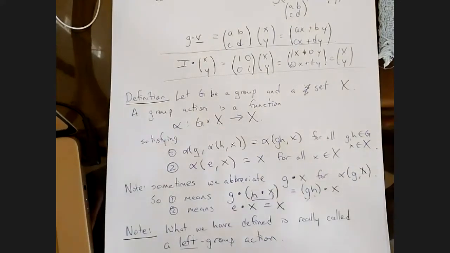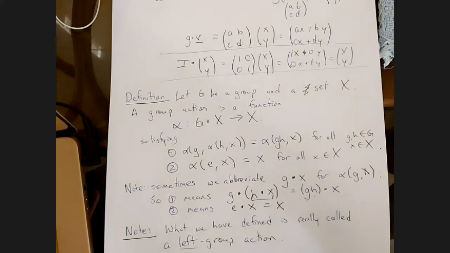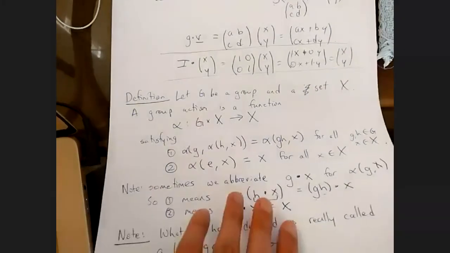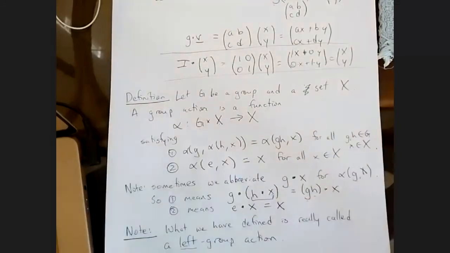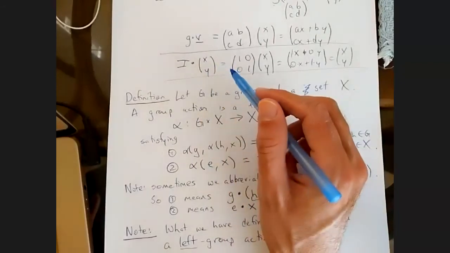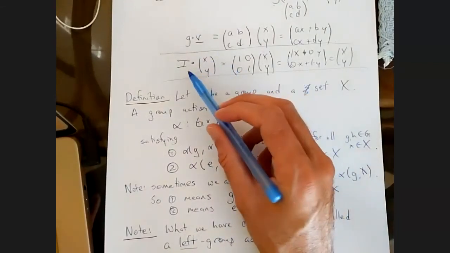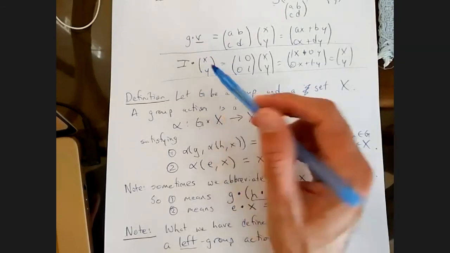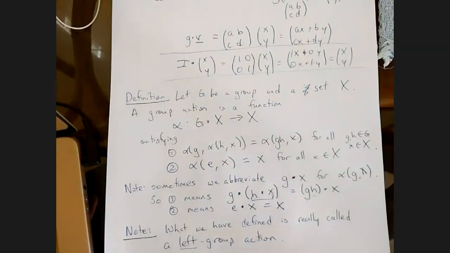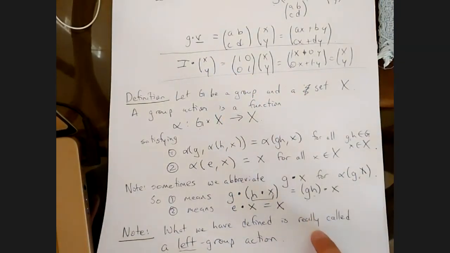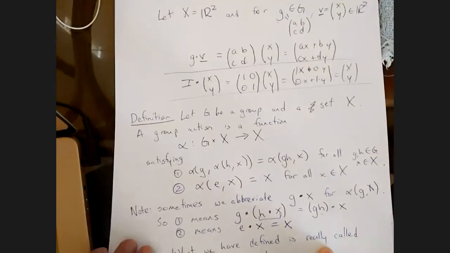Okay, so the first thing we want to see is that when a group acts on a set, each element of the group can be viewed as a permutation. Okay, so we want to try and explain that relationship.